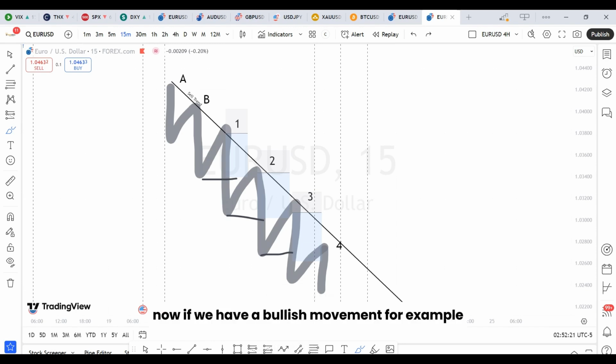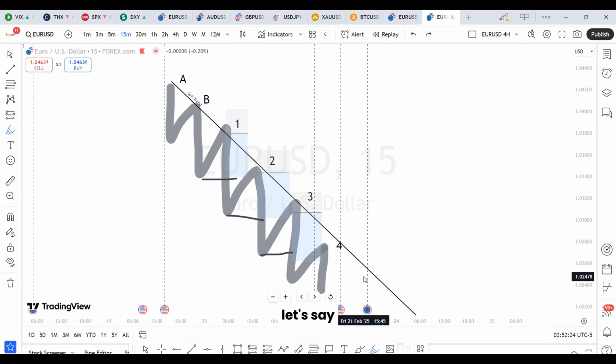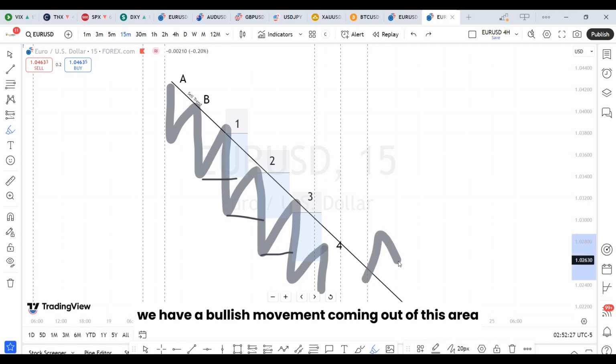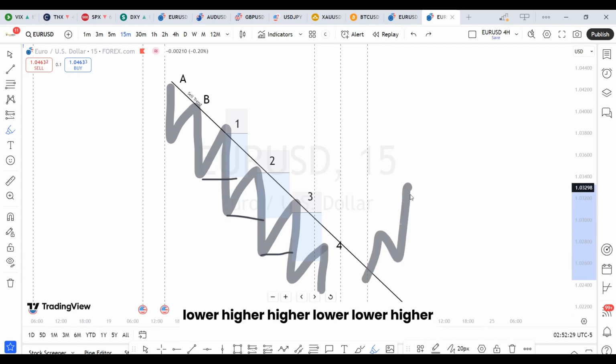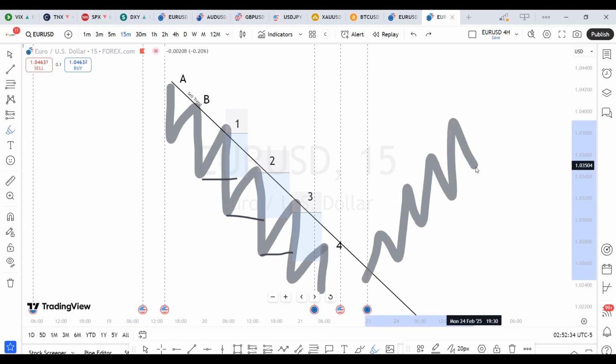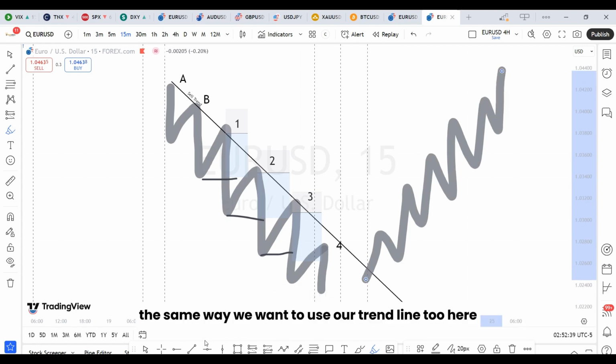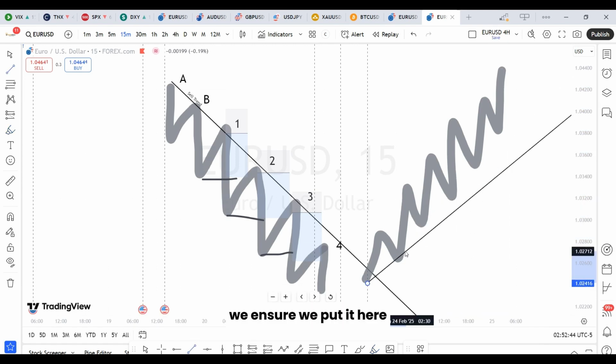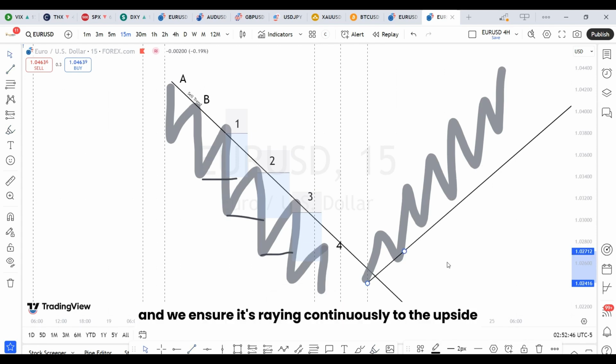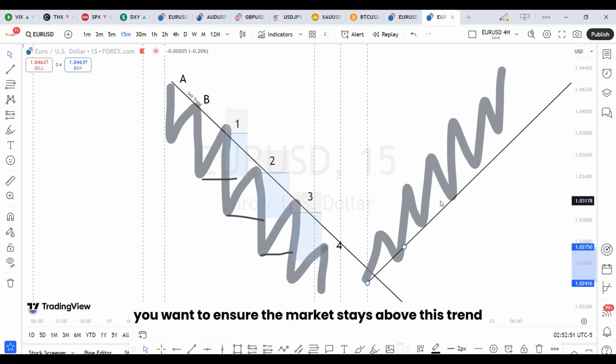Now if we have a bullish movement, for example, let's say we have a bullish movement coming out of this area. The bullish movement is forming higher high, lower high, higher high, lower high, and so on and so forth. The same way we want to use our trend line tool here. We want to draw the trend. We ensure we put it here and we ensure it's raying continuously to the upside. So you want to ensure the market stays above this trend line. You can always label it as a buy trend.